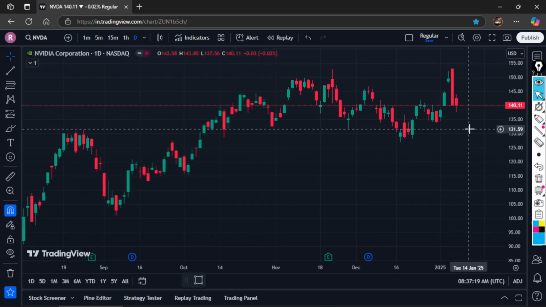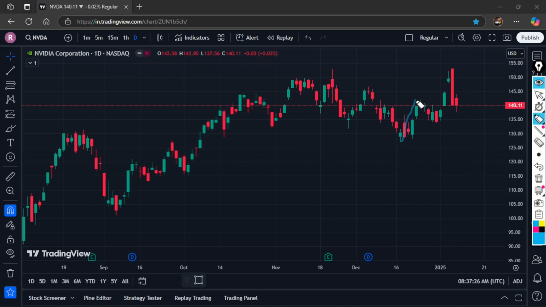Here in Nvidia, you can see the instrument was very choppy and volatility has come in very much, so I'm not interested in doing anything here. We are just going to wait and watch here.